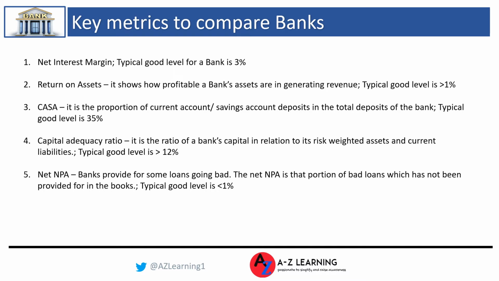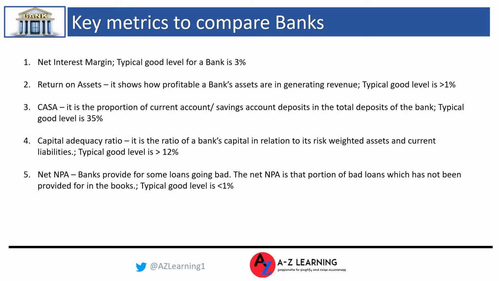Let's move to the fourth metric, which is capital adequacy ratio. As you know, banks lend money and then sometimes banks are unable to recover that money from the clients to whom they have given it as a loan.